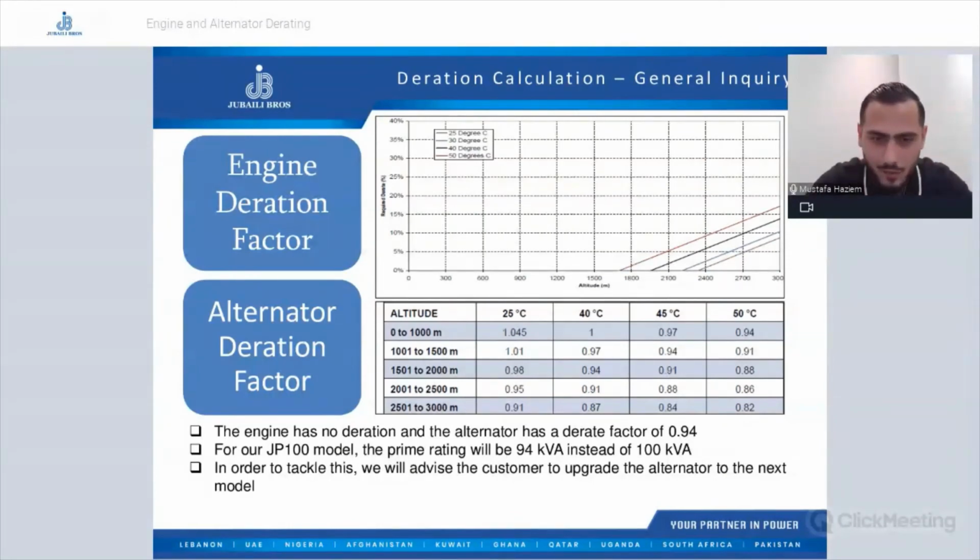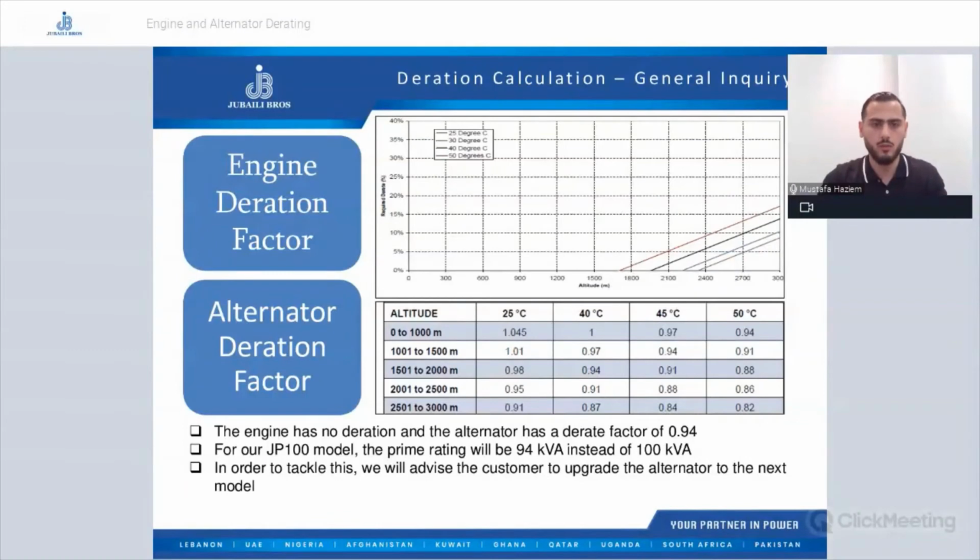So I took the example of the chart which we have seen earlier at 50 degrees, which is the line at the top, in orange. I don't know if you guys can see that, but at 50 degrees, zero altitude, you will have no derating from the engine. So the engine at 50 degrees will give you 100 kVA power output. On the other hand, the alternator at 50 degrees Celsius at 0 meter altitude will have 94% efficiency, and the derate factor will be 6%. So the engine will have no problem. The 100 kVA alternator will give you an output of 94 kVA.